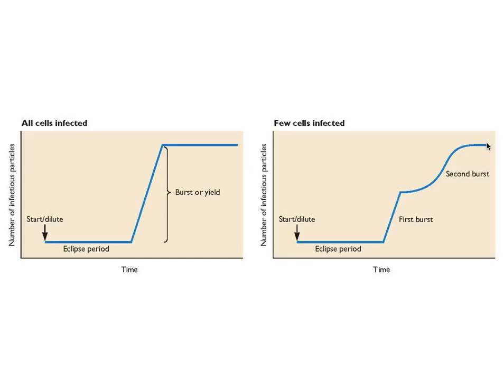In other words, you only infect a few cells. You have a few cells infected, they go through an eclipse period, they make virus, and then that virus that comes out of those initially infected cells goes on and infects other cells in the culture. There's an eclipse period there, and then a burst where the second cells produce virus. And if you dilute the inoculum greatly, you can have multiple bursts.